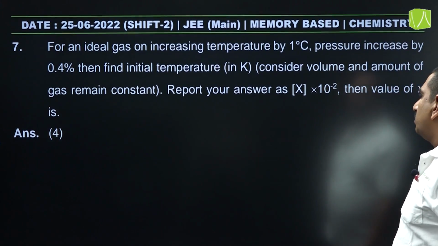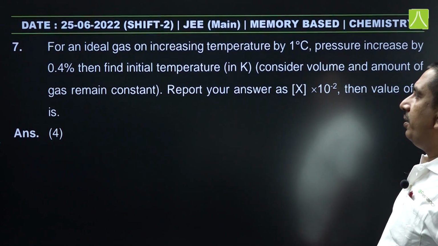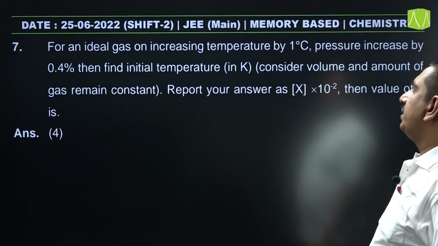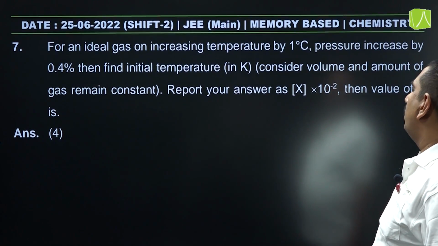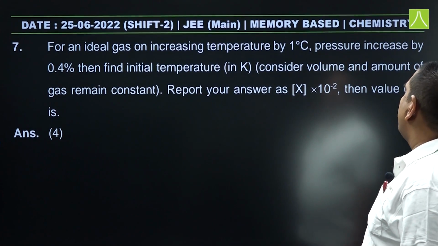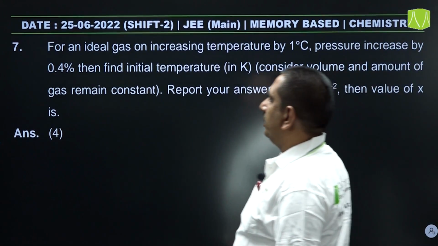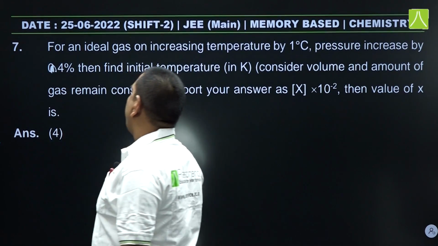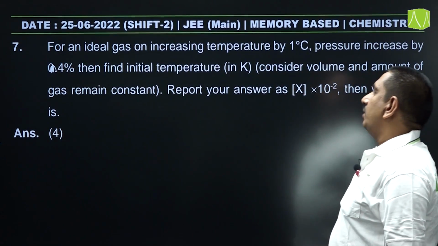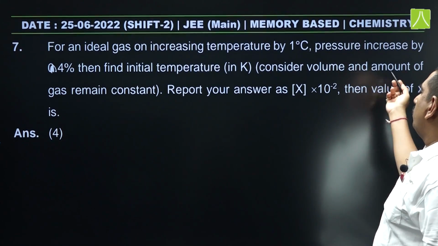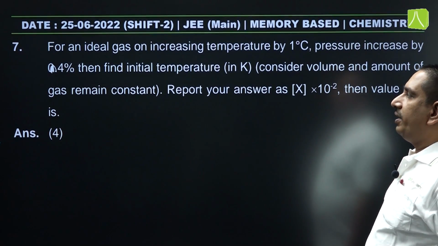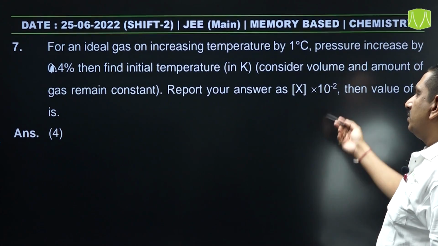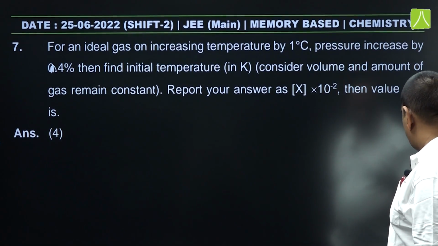Next question, this is also from gaseous state. For an ideal gas on increasing temperature by 1 degree Celsius, pressure increases by, it is not 0.4%, it is 4%. Then find initial temperature, consider volume and amount of the gas remains constant. Report your answer as x into 10 power minus 2.